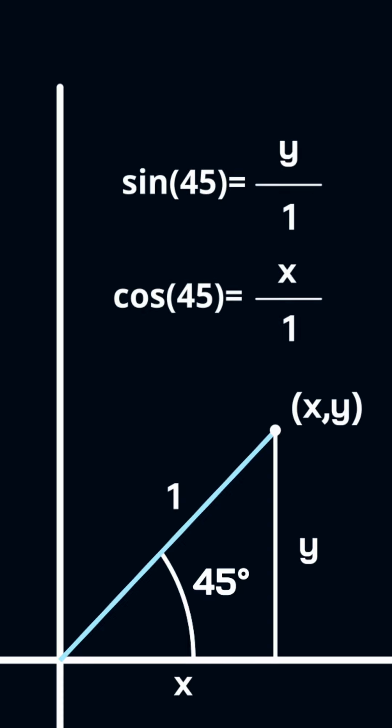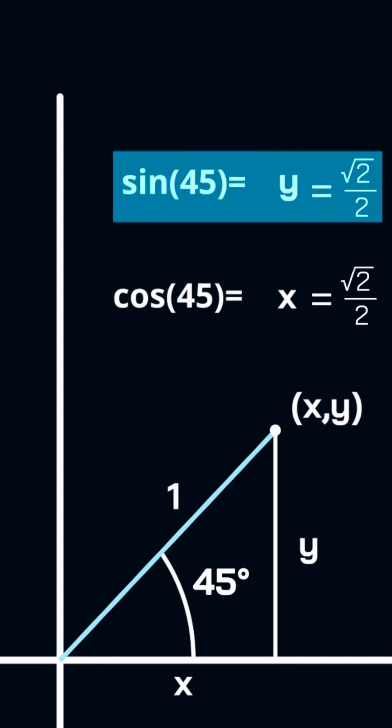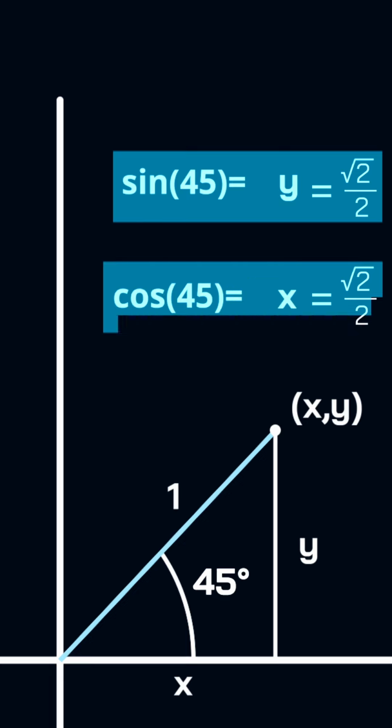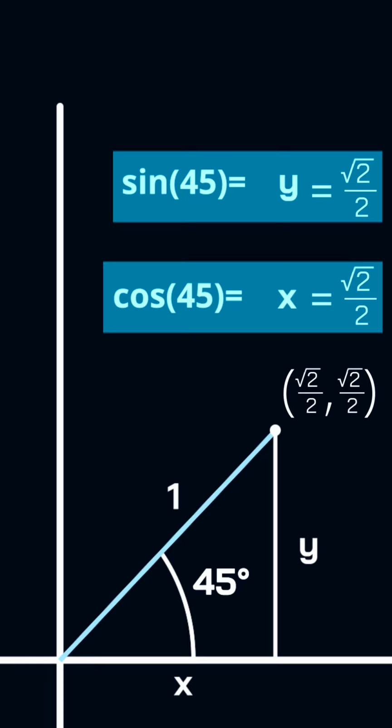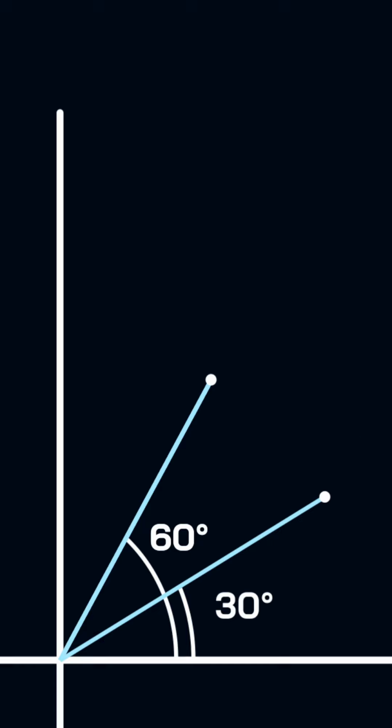Now we have 1 on the bottom of both of these equations, so both of those just disappear. So now we're left with the sine of the angle equals the y value, and the cosine of the angle equals the x value. Remember that, that's very important. So now let's imagine that same process for the angles 30 degrees and 60 degrees now.